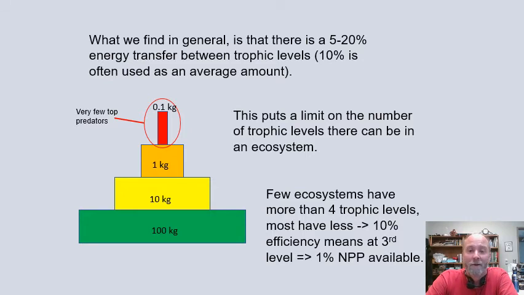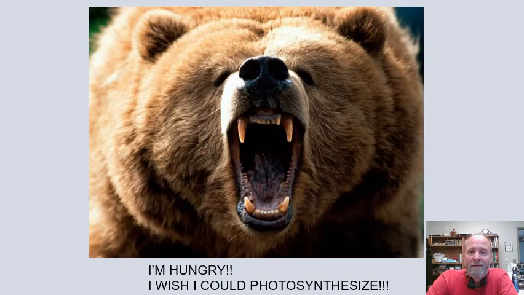So this is one reason why patterns in net primary productivity relate to the different amounts of biodiversity that we see. If you raise the kilograms at the bottom to 1,000,000, then we have a bit more energy moving up. If you drop it to something really low, you don't have much energy moving up. This is one reason why you don't see a whole lot of top predators, because of that loss of energy.